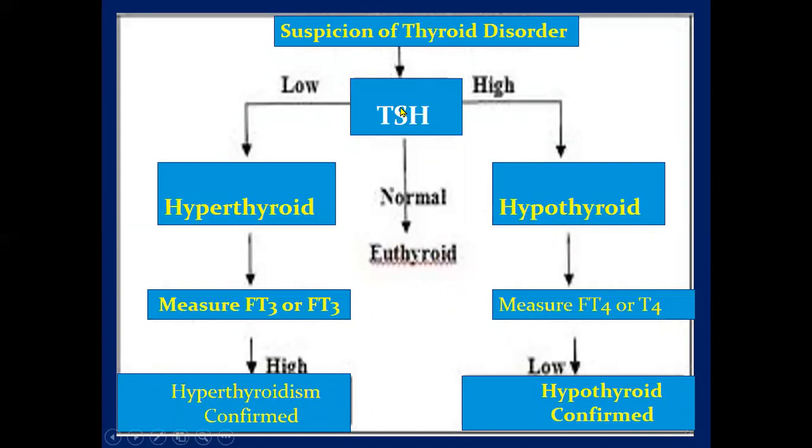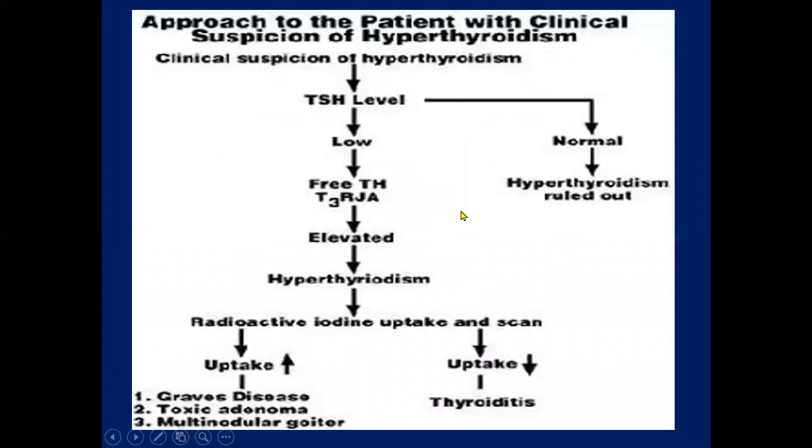So first of all, TSH; if it is low, then you think hyperthyroid. If it is high, then hypothyroid. You must not confuse this in the exam. Now, approach to the patient with clinical suspicion of hyperthyroidism only. TSH level will be low, free T3 elevated, hyperthyroidism, then we'll go for the radioactive iodine uptake scan. If it is Graves' disease, the scan uptake will be increased, also in toxic adenoma and in multinodular goiter. And it will be decreased in thyroiditis like granulomatous or other inflammatory or autoimmune diseases of the thyroid gland.